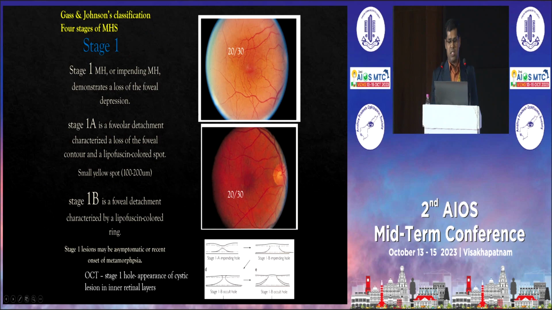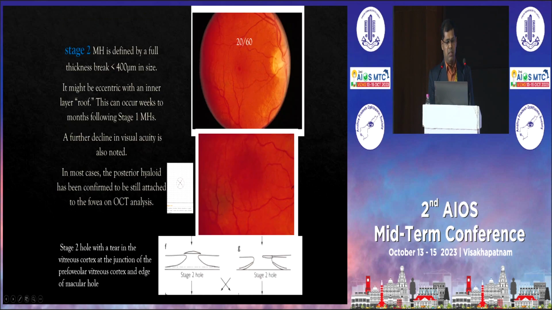Gass classification by slit lamp examination: stage 1, where we see a yellow reflex, and the yellow ring depends upon the lipofuscin distribution. Here the vision is normal. The patients may be asymptomatic, and this is the OCT picture. Coming to the stage 2 macular hole, size is less than 400 microns. On OCT, the posterior hyaloid may be detached at one edge, and the patient complains of a pincushion effect.